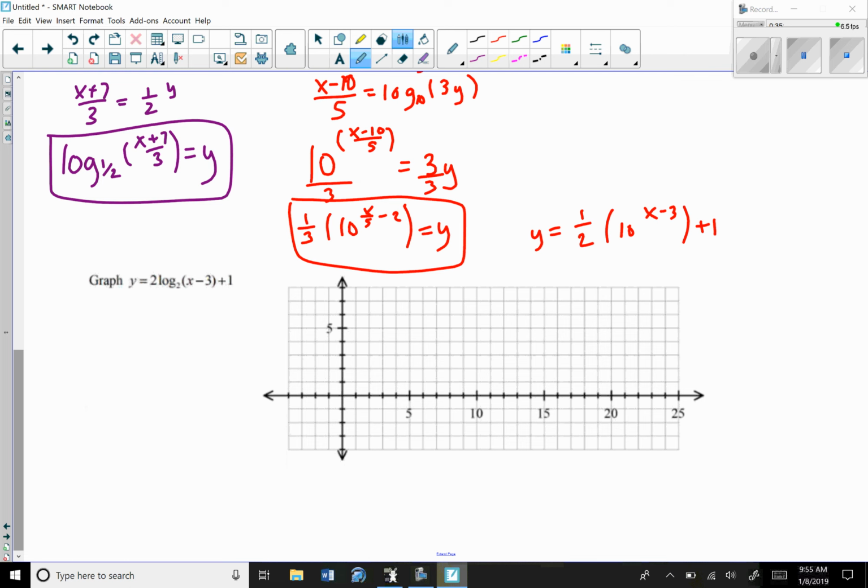For this last problem, we're going to graph a log problem with a transformation. So first thing you want to do is look at your parent graph. Our parent graph is y equals the log base 2 of x, because that would be without any transformation, because the base is 2. If it was base 3, we'd use 3. If it was 4, we'd use 4, etc.